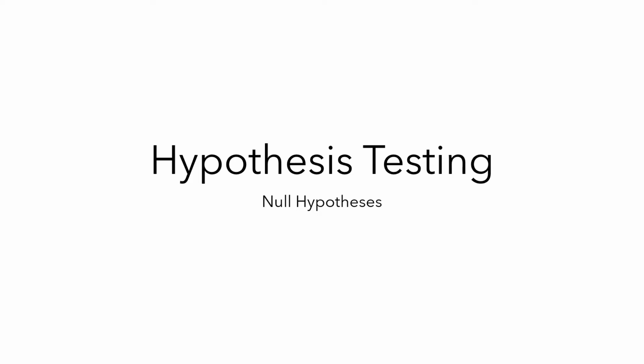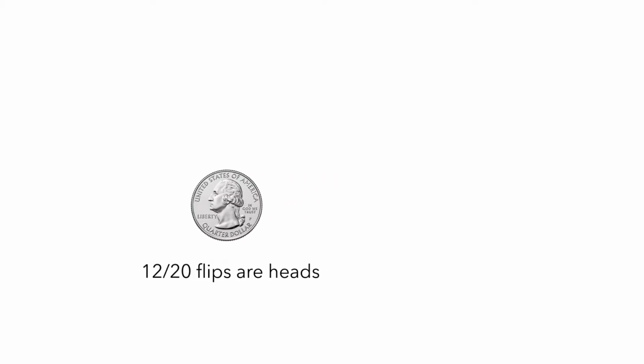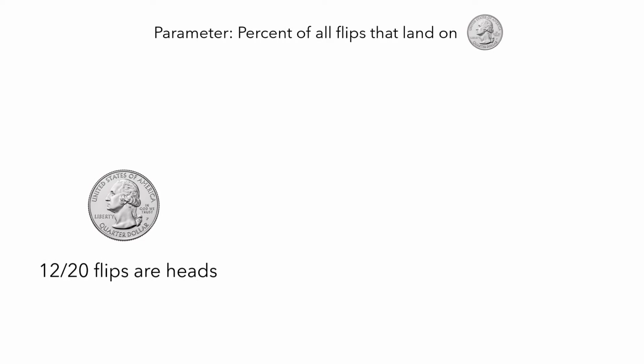In this video, I'll explain what a null hypothesis is and how it's used in making statistical inferences. Let's first think about the example of flipping a coin. Let's say you flip a coin 20 times and 12 of the flips land on heads. So the parameter is the percent of all flips that land on heads.